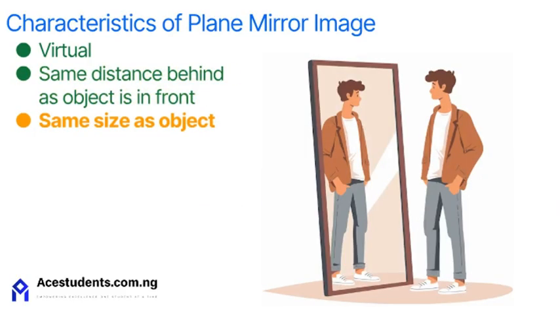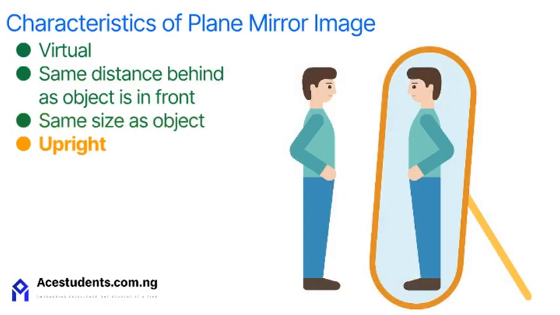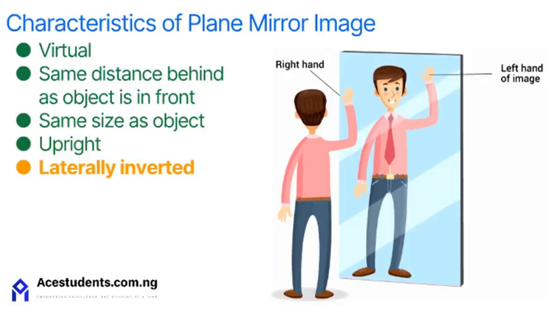The third point is that the image is the same size as the object. A plane mirror neither enlarges nor reduces the image. The fourth feature is that the image is upright. It maintains the same vertical orientation as the object. Lastly, plane mirror images are laterally inverted. This means the left and right sides are swapped in the image.